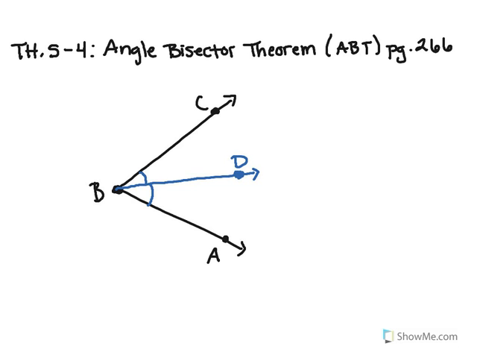So here's what this theorem says. Let's say you have a point and it's on the bisector BD, or ray BD, then this segment right here is the same length as this segment here. And that's pretty cool information.